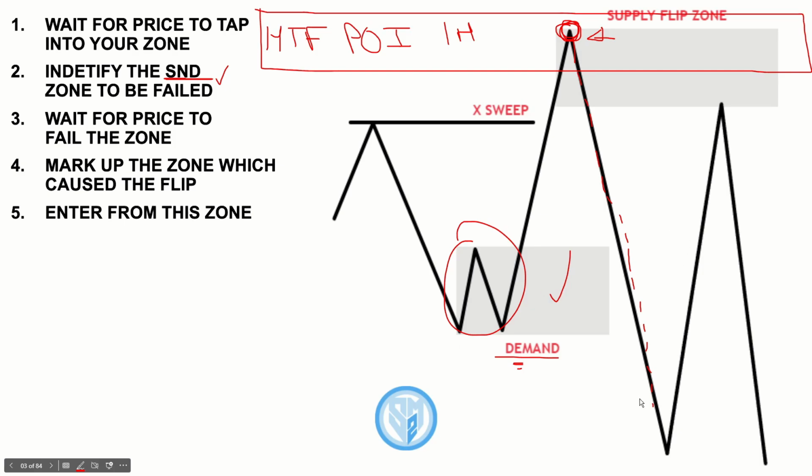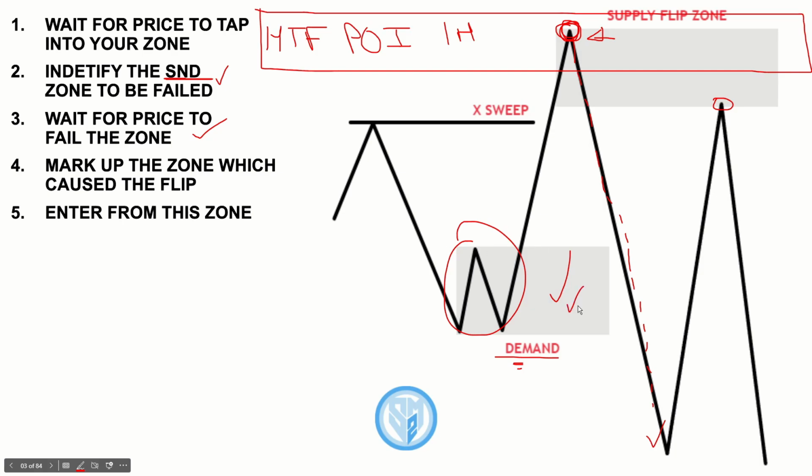So therefore we're going to be looking for the flip, which is this supply zone. So we wait for price to fail it. As we can see through this drop, price has now failed this demand zone. And now we mark up the zone which caused the flip. The zone which caused the flip just means the lower time frame supply zone on the flip side.